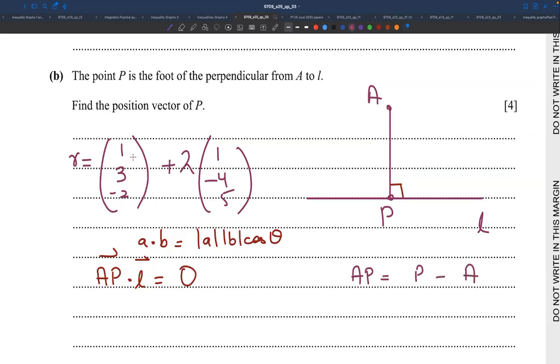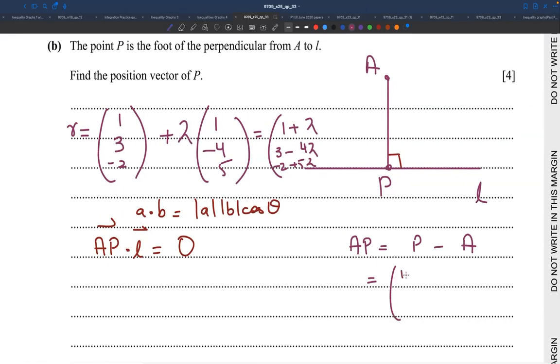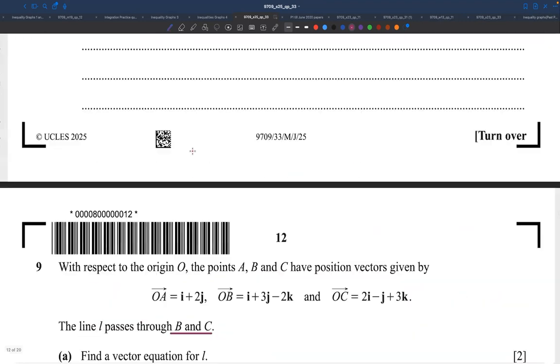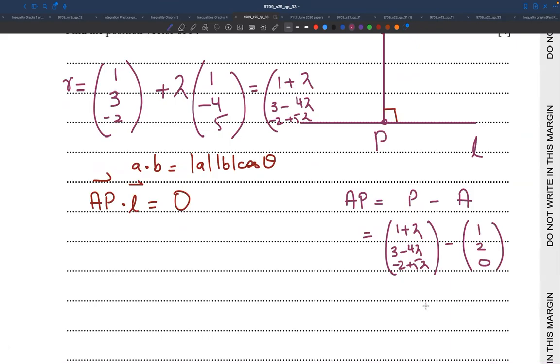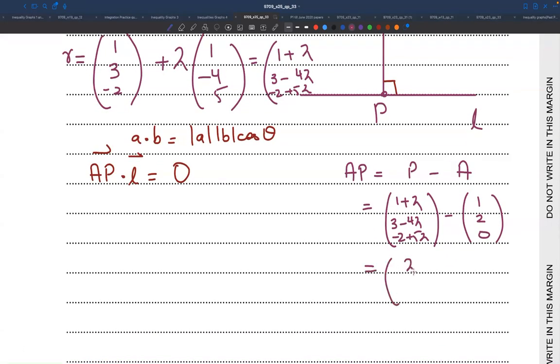Now, as P lies on this line L, we can write its coordinates in the form 1 plus lambda, 3 minus 4 lambda, and minus 2 plus 5 lambda. Minus A, the coordinates of A are given as 1, 2, 0. Simplifying this, we get 1 minus 1, 0, 3 minus 2, 1, and minus 2 plus 5 lambda. So we have the direction for AP as well.